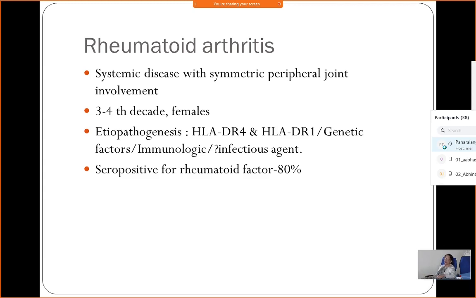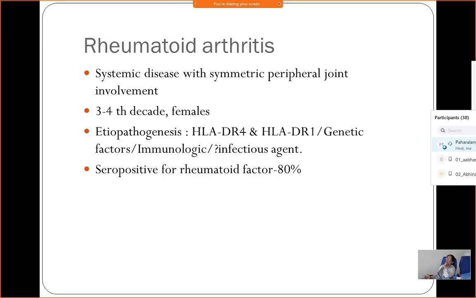Then an important condition is rheumatoid arthritis. Now this specifically involves symmetric peripheral joints, especially the small joints. This is a condition which happens mainly in females in the 3rd to 4th decade, and this is an immune mediated disorder, but there is a certain prevalence in people who have HLA-DR4 and HLA-DR1. Okay, so that is the main genetic factor here. People with HLA-DR4 and HLA-DR1 polymorphism are more prone to developing rheumatoid arthritis.